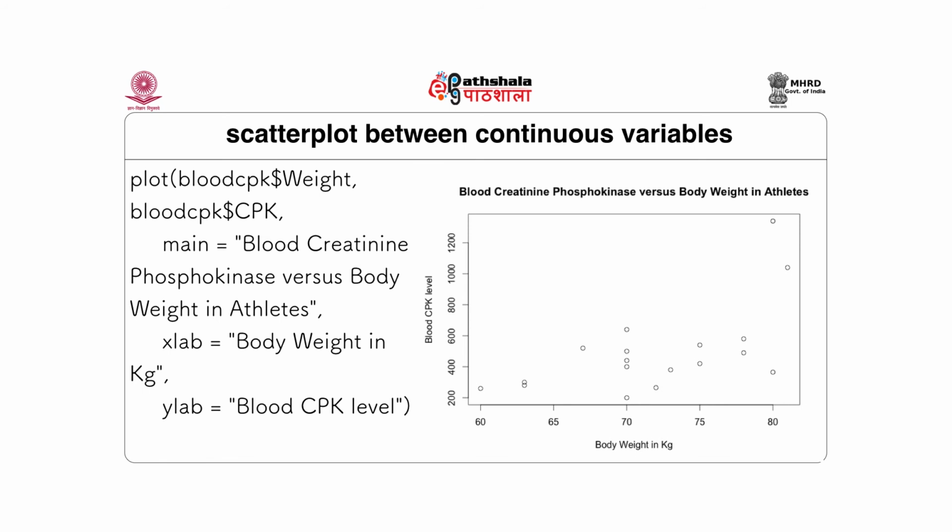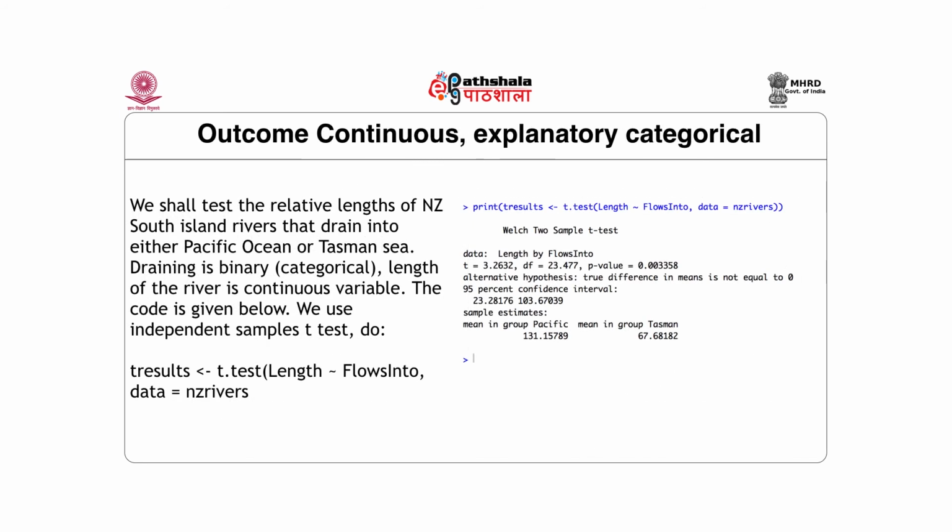muscle metabolite. Reasonable. So outcome is continuous, explanatory variable is continuous. You can use a scatter plot or you could use a correlation analysis. What happens if your outcome is continuous and your explanatory variable is categorical?